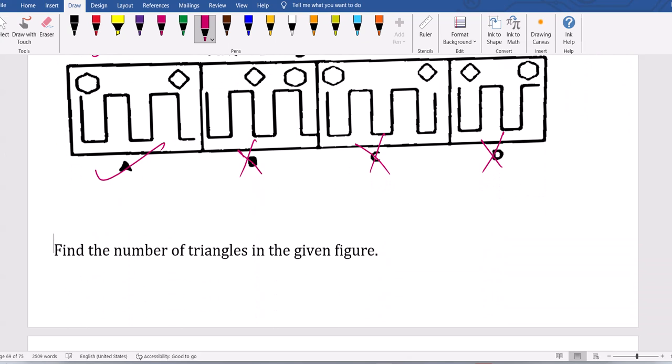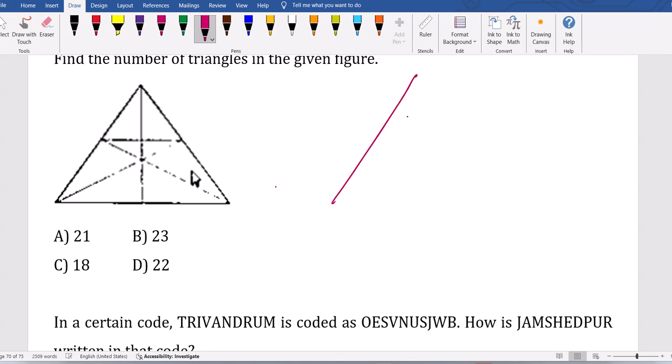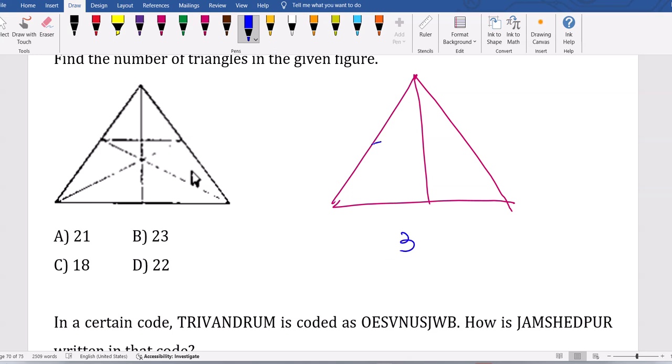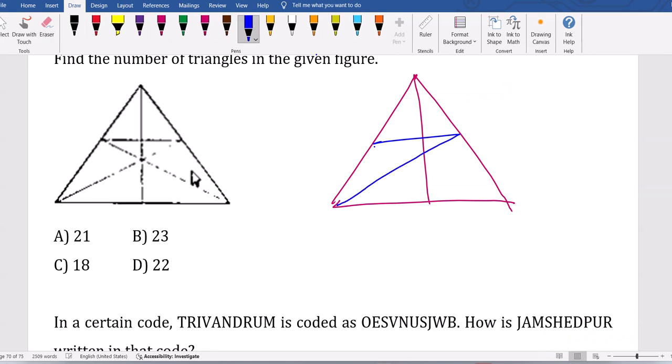Number of triangles also they are asking. We should be careful regarding counting figures related. Here the diagram is like this. Counting figures, number of triangles is what we are expected to calculate. If this is the shape, we have three triangles up to here. Here above, we got three triangles. But we need to count all the triangles affecting this. Count the number of triangles here.